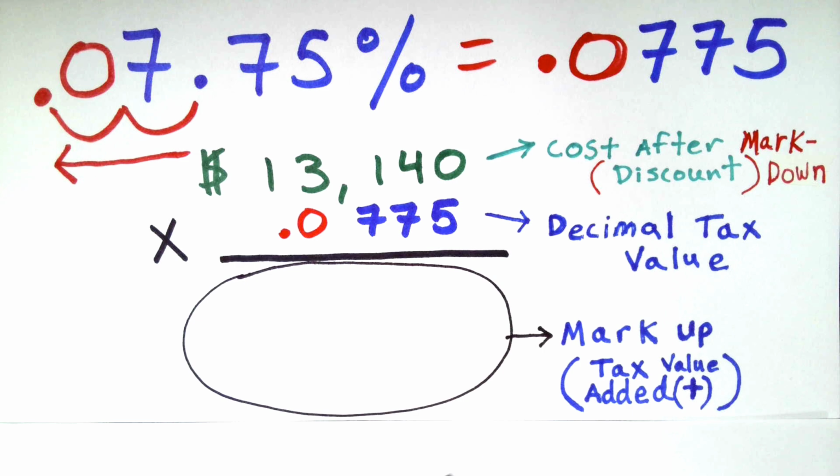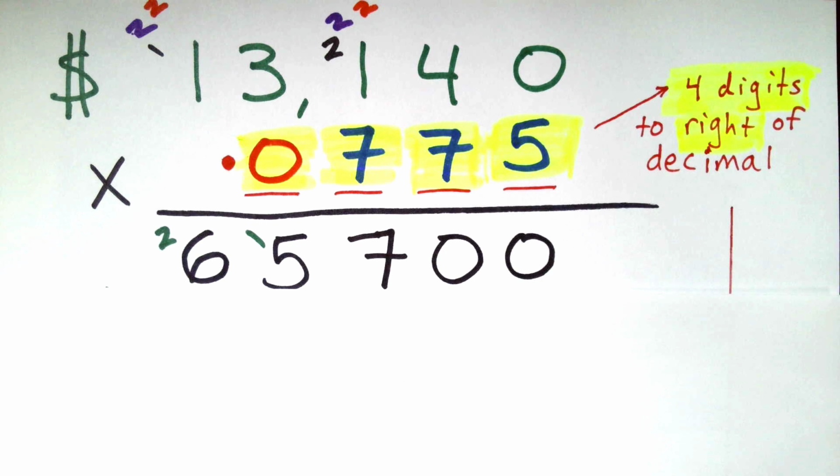So what I'm going to do, again, is take the cost after the discount, after the markdown, which is $13,140, and multiply times the decimal tax value of 0.0775. That will give me, in my answer, the markup or the tax value that needs to be added to the cost after the markdown discount. So the value I find here for the taxes will be added to the $13,140.